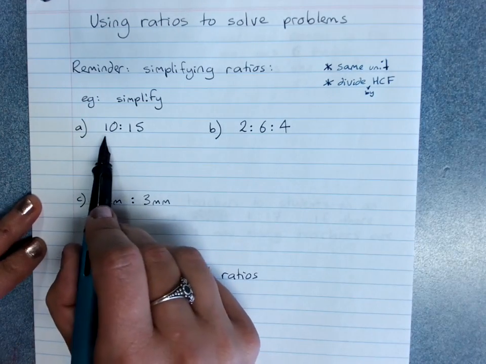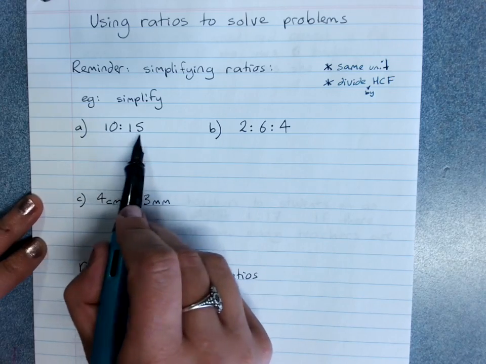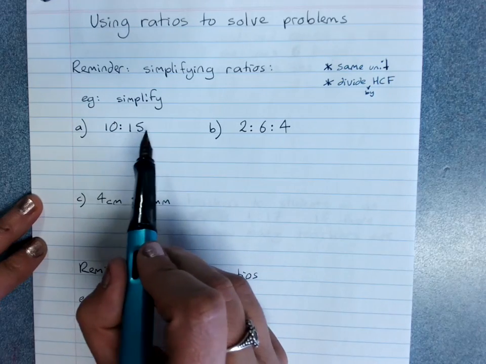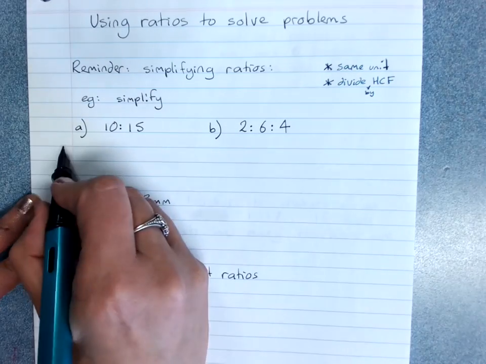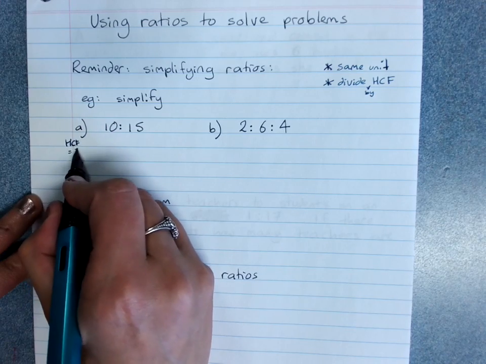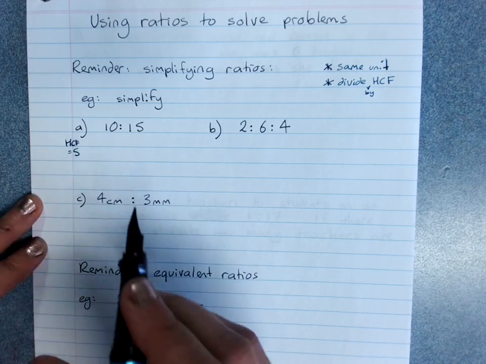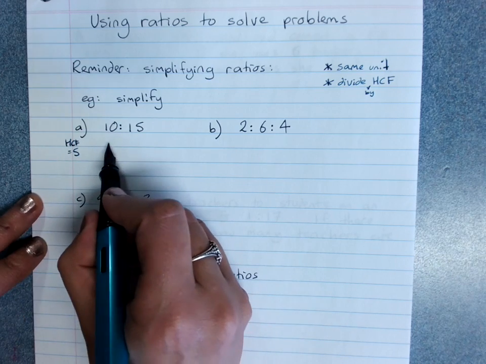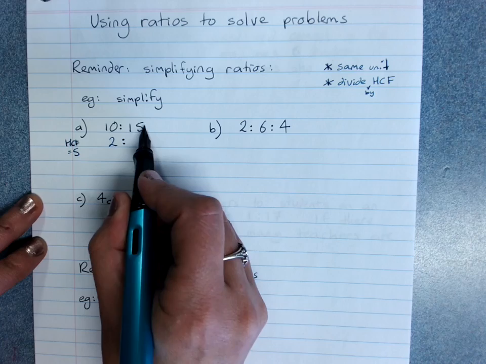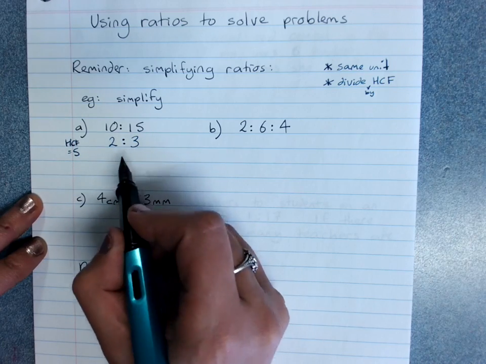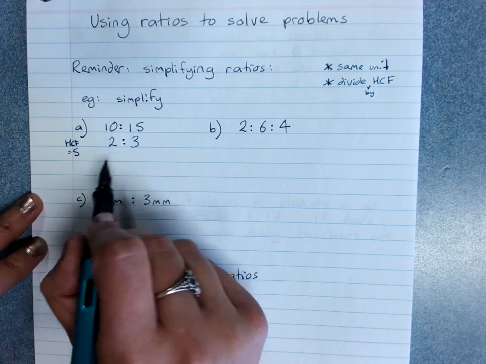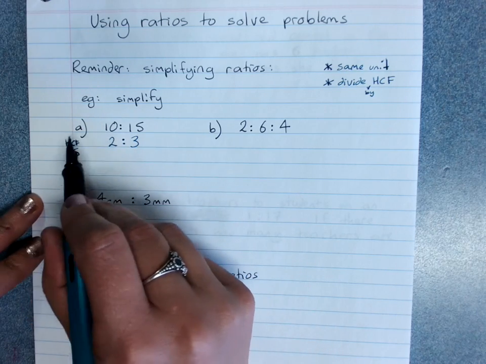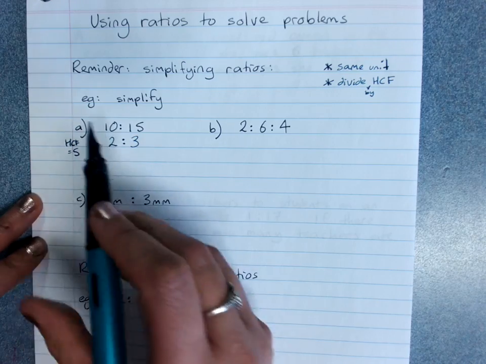So this ratio here, 10 to 15, there's no units given, so we don't need to worry about that. We look for the highest common factor. The HCF here is 5. 5 is the biggest number that goes into both of them, so we're dividing both sides by 5. 10 divided by 5 is 2. 15 divided by 5 is 3. So our simplified ratio, it's just like simplifying a fraction. Find the highest common factor and divide both sides by it.